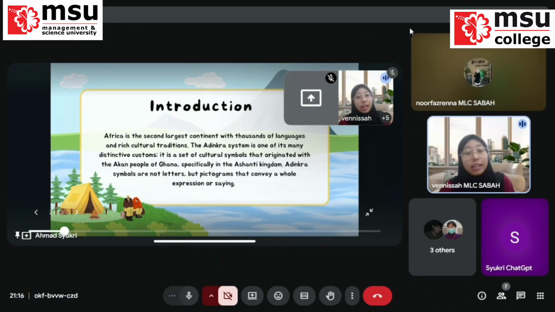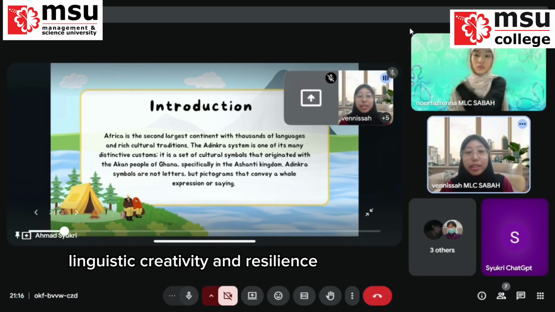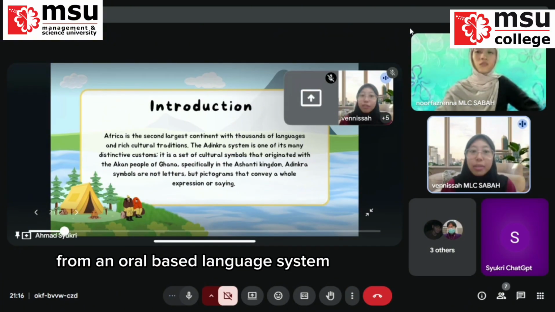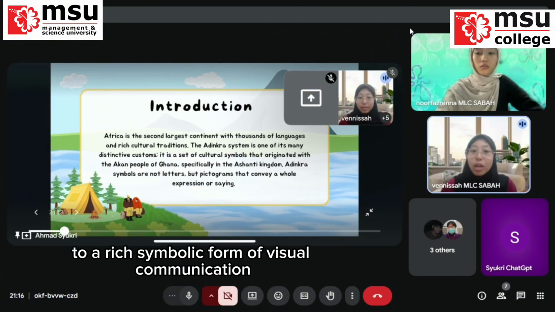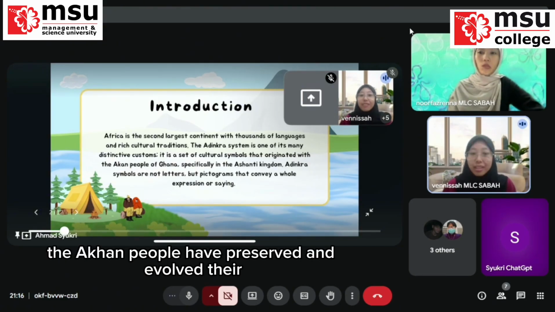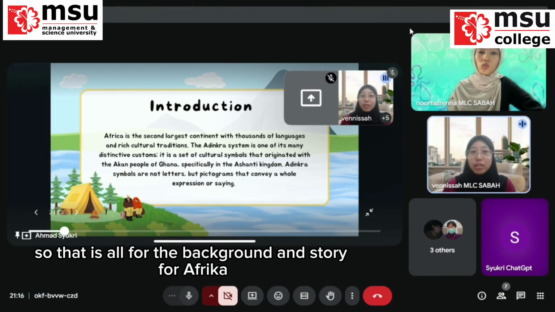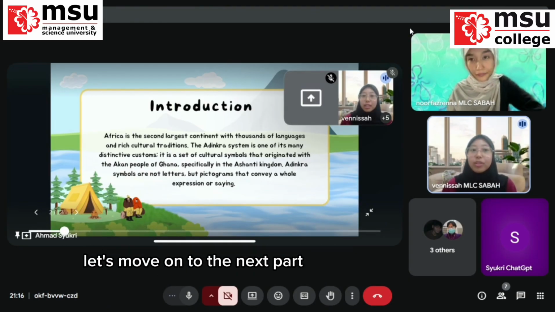Basically, Adinkra tradition highlights a fascinating example of African linguistic creativity and resilience, from an oral-based language system to a rich symbolic form of visual communication. Through Adinkra, the Akan people have preserved and evolved their heritage. So that is all for the background and story for Africa. Let's move on to the next part.